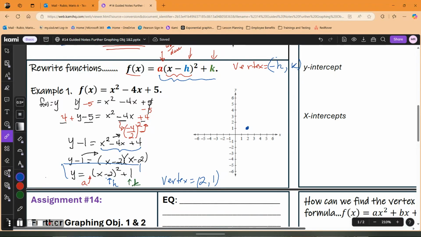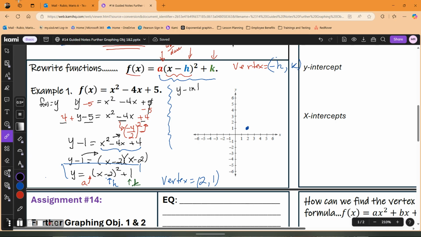There's one more thing I need here. I need at least one more point. This gives me the vertex, so I know that the bottom of my parabola is going to be here, but I don't know what other points my parabola is going to cross. So I need one more point, and guess what point I can get? I can figure out what my y-intercept is.